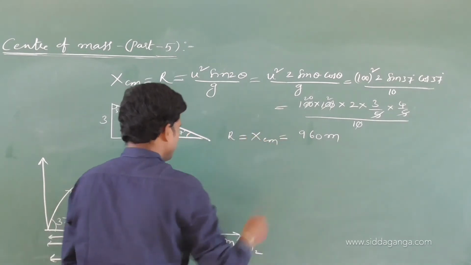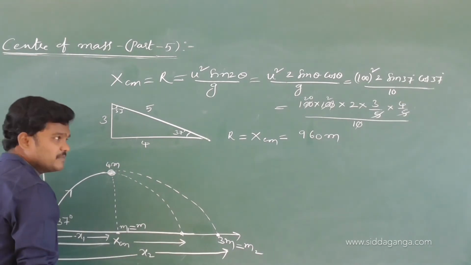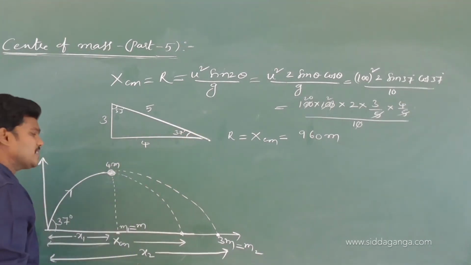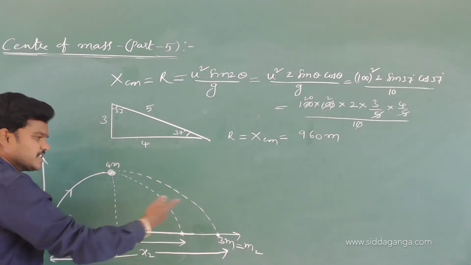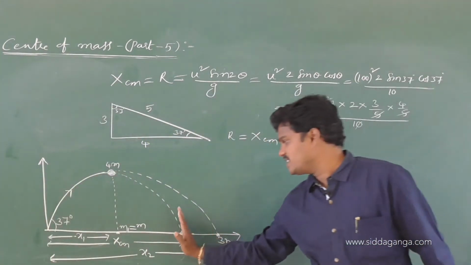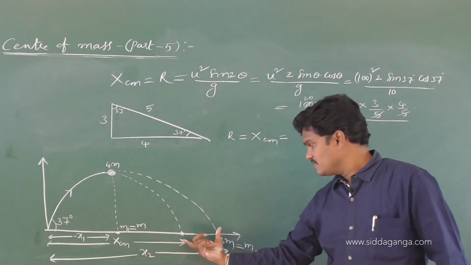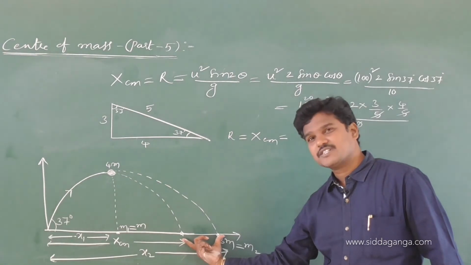How much do I have now? Xcm, the center of mass of this system, is 960 meters. But our target is to find at what distance the heavier part will land from the origin. Up to here is 960 meters. But see, the second part will travel some more distance.